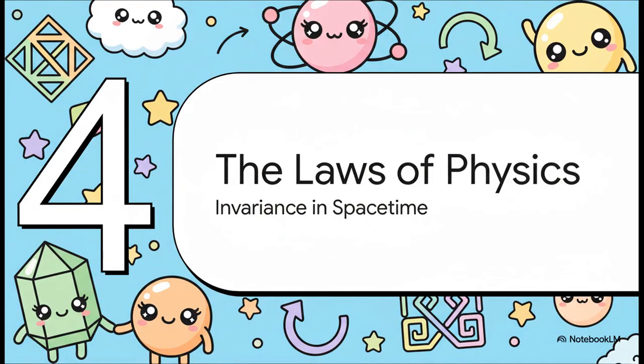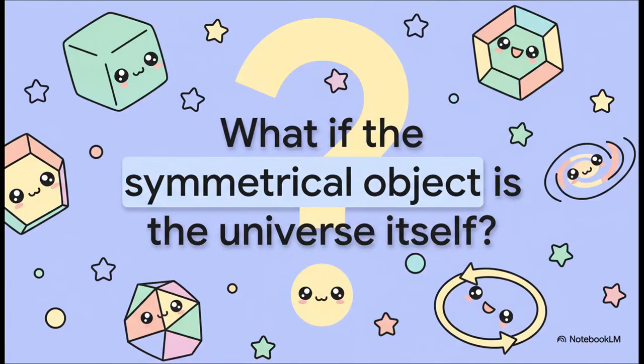So we've seen how symmetry governs form in art and in nature. But now we're about to take the biggest leap of all, applying this exact same principle to the very laws of physics. So what happens if the thing that has to look the same after you've done something to it isn't an object in space, but the very fabric of space-time and the physical laws that operate within it? What does that even mean?